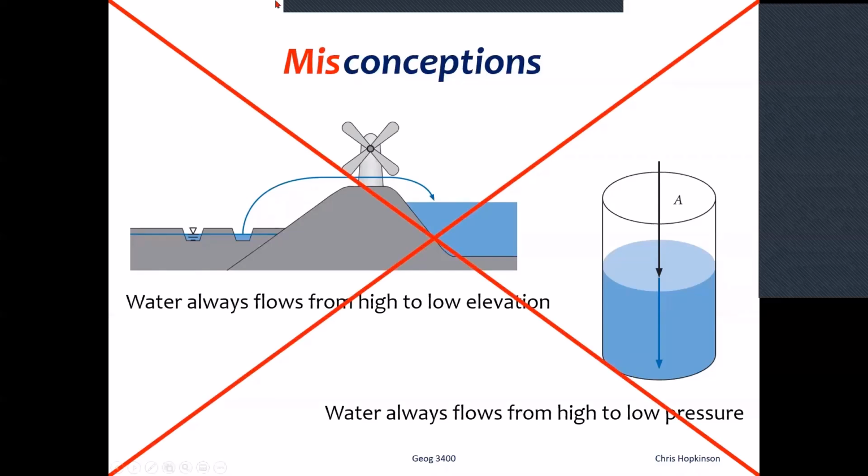But what I'd like to argue is that, hydrologically, these are misconceptions. I mean, yes, very often water does flow from high to low elevations, and water often does flow from high to low pressure, but not always.